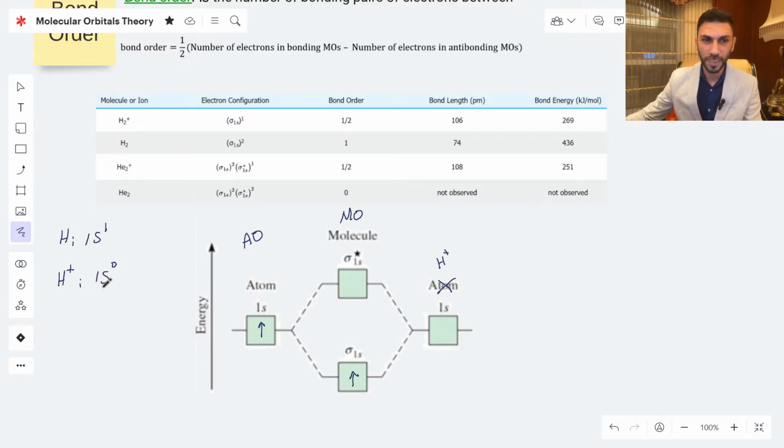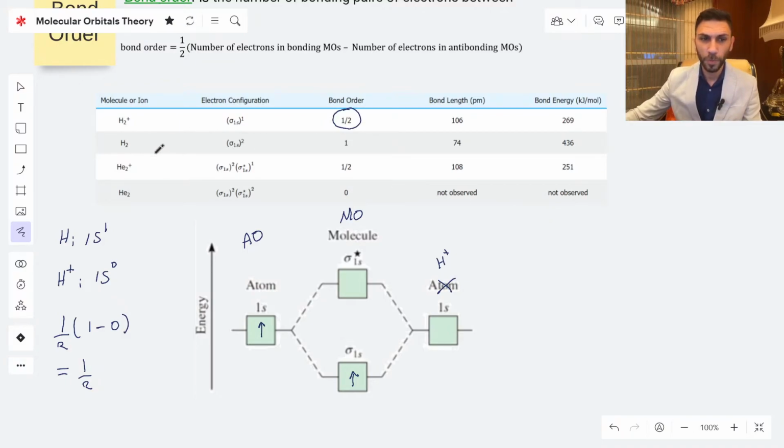The bond order now, to calculate it, we need to use this equation, which is half multiplied by the number of electrons in the bonding molecular orbitals. We have only 1 electron, minus the number of electrons in the anti-bonding molecular orbital, which is 0, which equals half. That means the bond order for H2 positive is half.